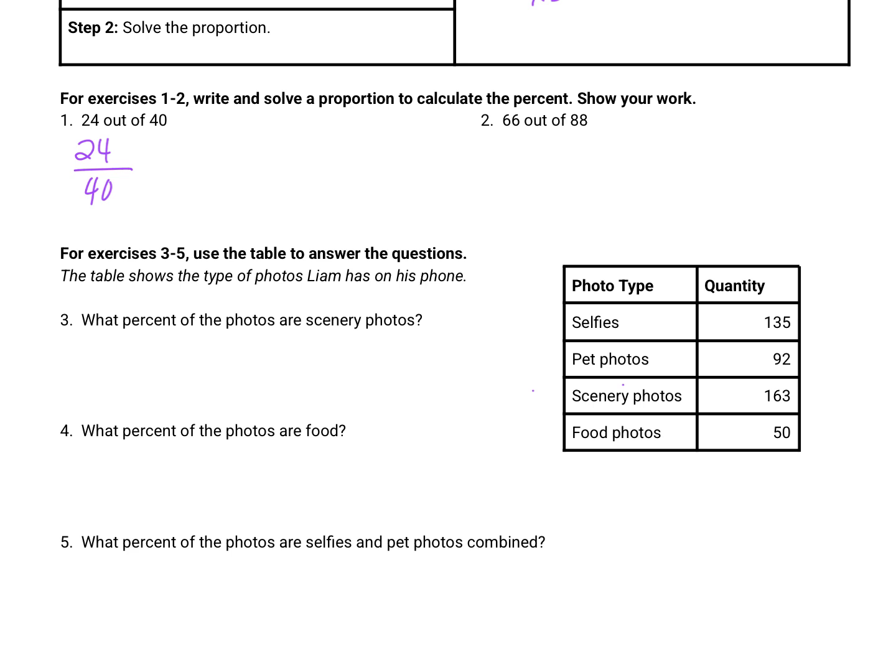Okay, so whenever we're writing these, when it says out of, the first number is going to go on top. What it's out of is going to go on the bottom. The total always goes on the bottom. And that's going to be equal to x over 100. Once again, we're getting the 100 because we are trying to calculate a percent here.